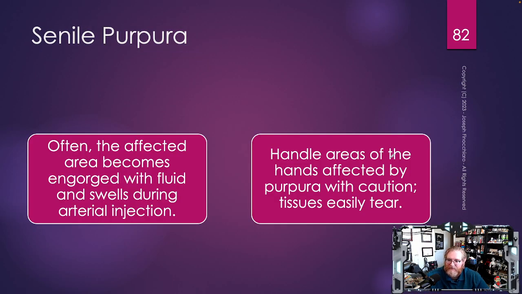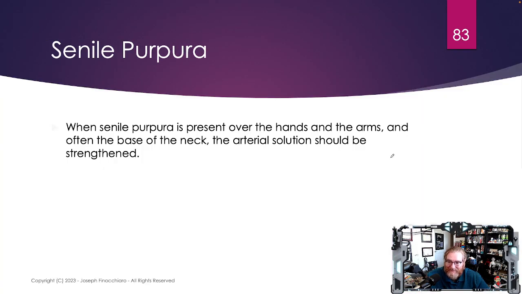Often, the affected area becomes engorged with fluid and swells during arterial injection. Handle areas of the hands affected by purpura with caution. Tissues easily tear. When senile purpura is present over the hands and the arms and often the base of the neck, the arterial solution should be strengthened. So, you have to ask yourself, what is going on here?